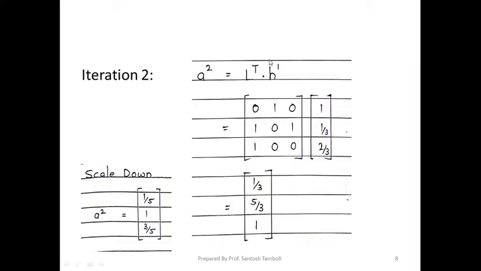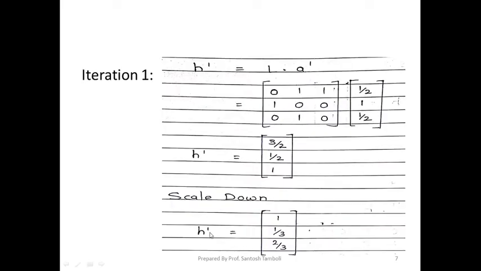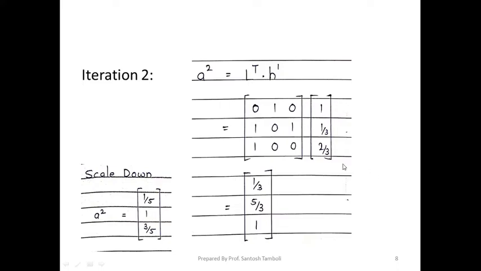That is A2 is equal to L transpose into H1. This H1 we already calculated for iteration 1, so this H1 will be considered for the calculation of A2. So this is the transpose of the link matrix, multiplied by this H1. After multiplication we'll get the values 1 by 3, 5 by 3 and 1.